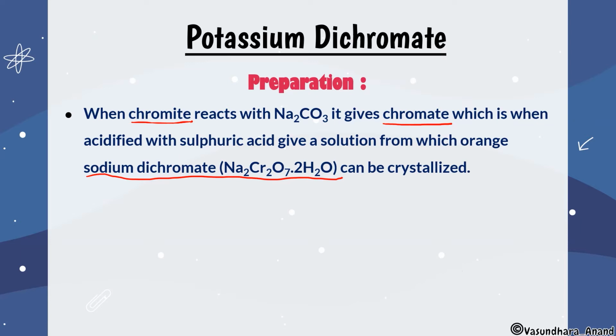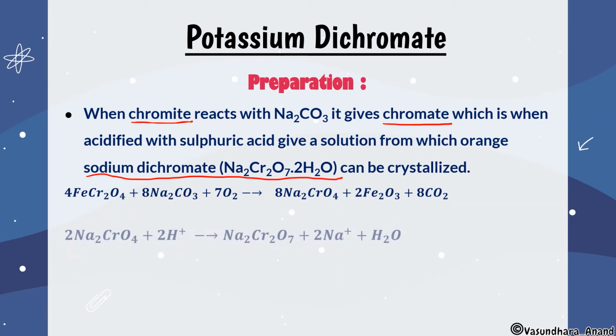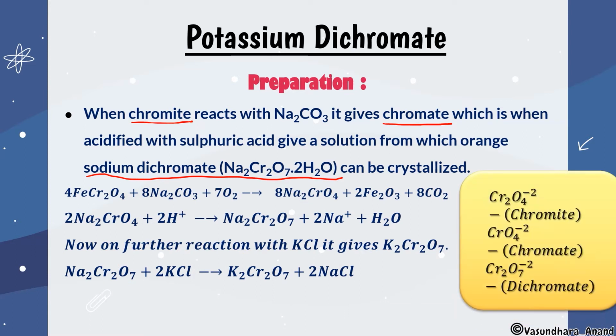So let's go to the reaction. Before that, let me show you one thing. This is the formula that you have to learn. Chromite is Cr2O4, chromate is CrO4 -2, and dichromate is Cr2O7 -2. In chromate and dichromate, the oxidation state of chromium is +6, but in case of chromite, it is +3. So just be careful about this. Chromite is Cr2O4 -2, chromate is CrO4 -2, and dichromate is Cr2O7 -2.